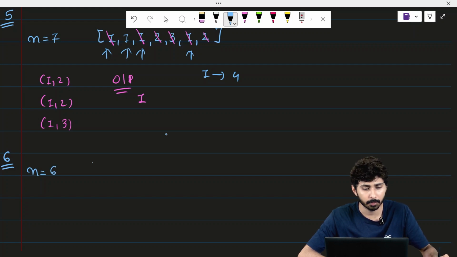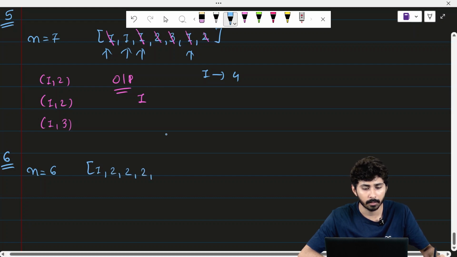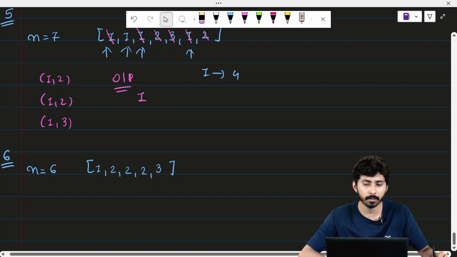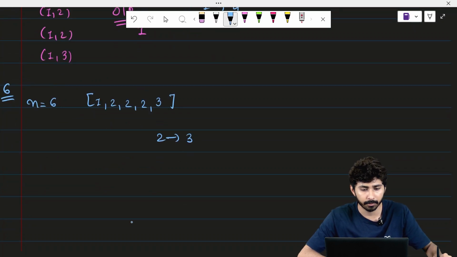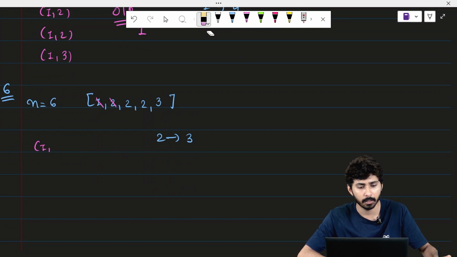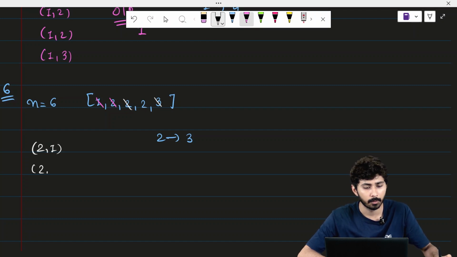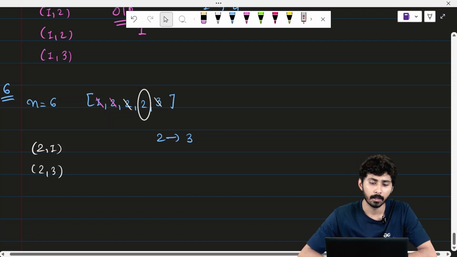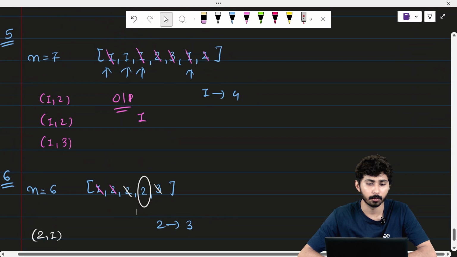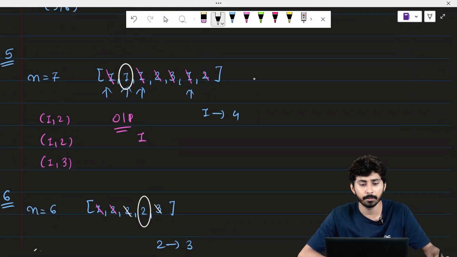Let's take n equals 6 over here. I'll take 1, 2, 2, 2, and let's take 3 here. Here the maximum occurring element is what? 2 over here. Now observe the pairs that we can form. I can form 1 comma 2, this is one of the pairs. I'll write it as 2 comma 1, because I want to show you the observation on the dominating element. Now I'll take 2 comma 3. Which element is remaining over here? You can observe that the dominating element is remaining, whose frequency is the highest.